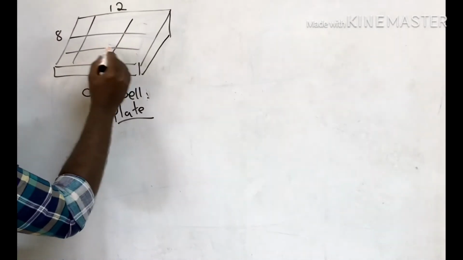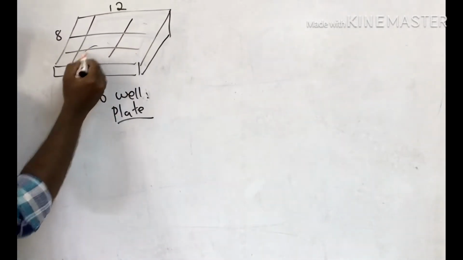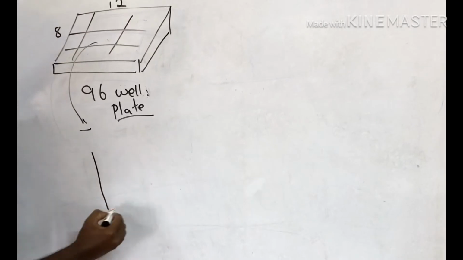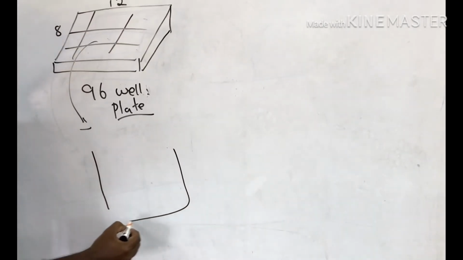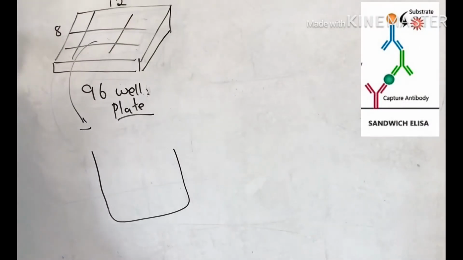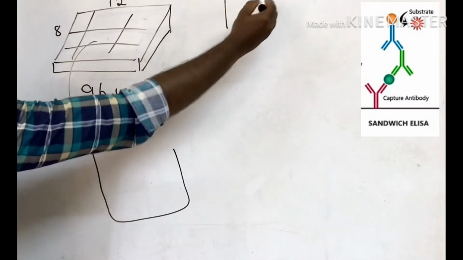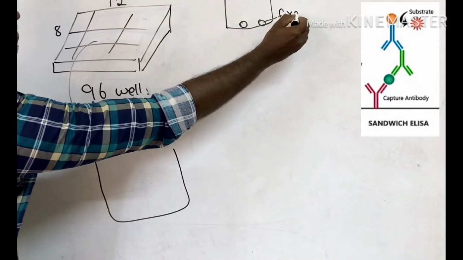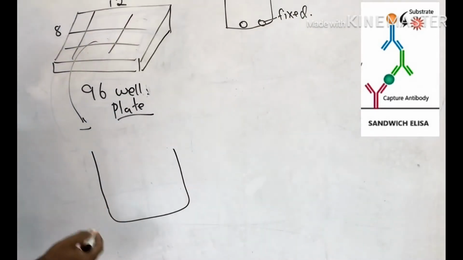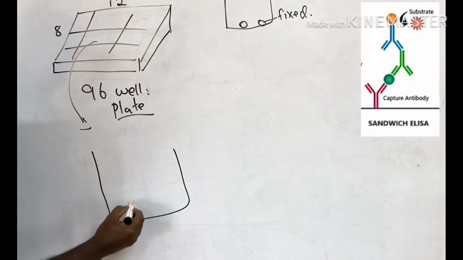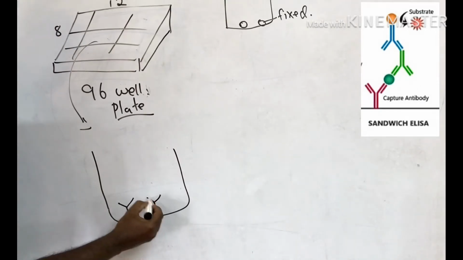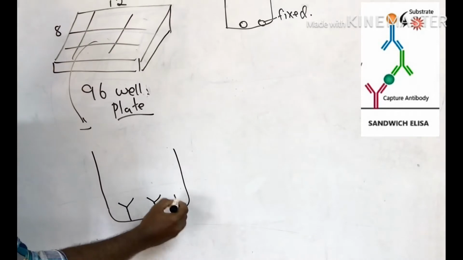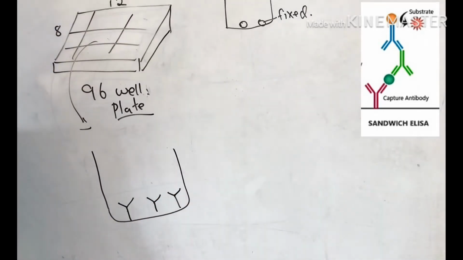Now I'm going to take only one well outside and draw this. As we discussed, in indirect ELISA the antigen was fixed. But in sandwich ELISA, the monoclonal antibodies will be fixed by using buffers, coating buffer.